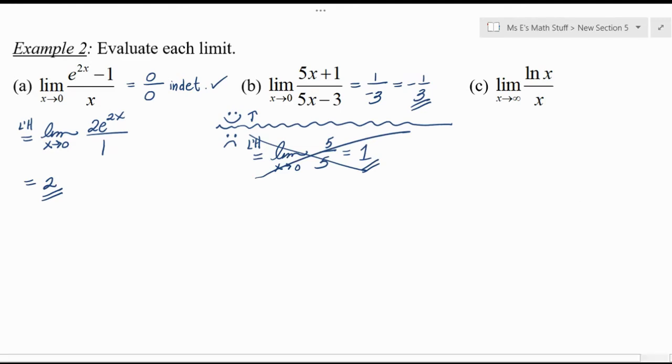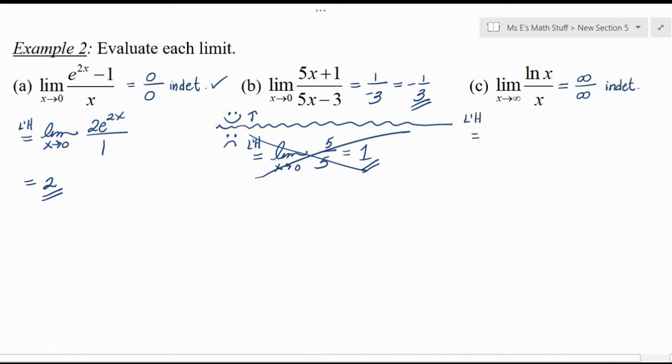Part C, limit as x approaches infinity. The graph of natural log is a good thing to know about now. Natural log looks like this. As x approaches infinity, your output does approach infinity. It's a slow growth infinity, but it does approach infinity. So you have natural log of x will approach infinity as x approaches infinity. And then on the bottom, you have infinity as well. So you have an indeterminate form.